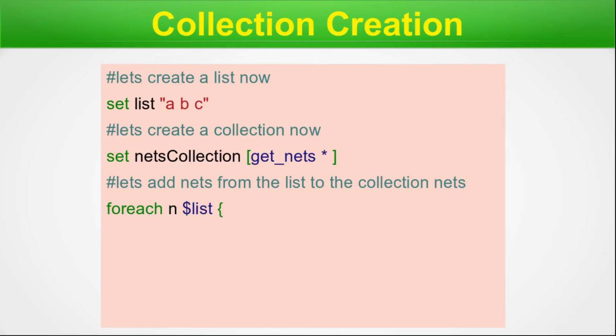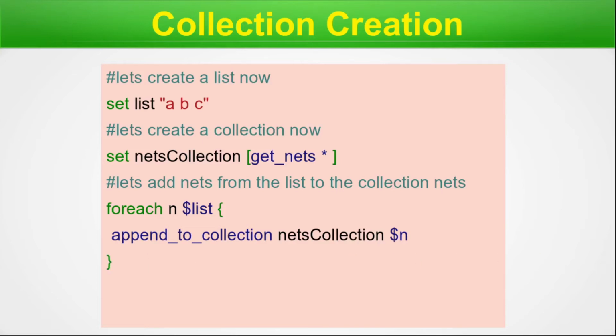Okay, we operate foreach on the list. Foreach n $list. So here we are operating on the list, not on the collection, and we write append_to_collection, then nets_collection. So the collection comes next and we append with $n and we close it.